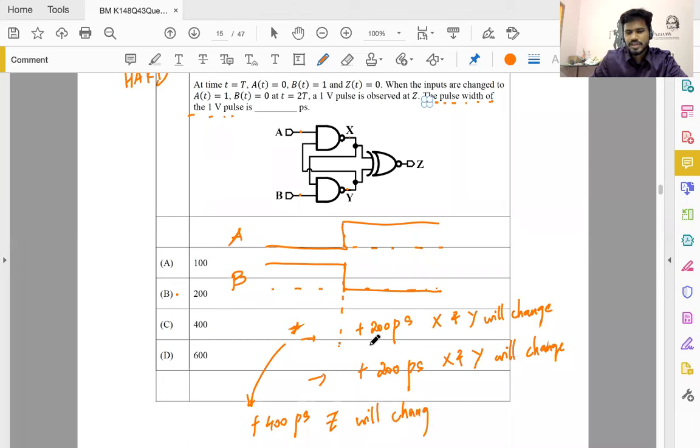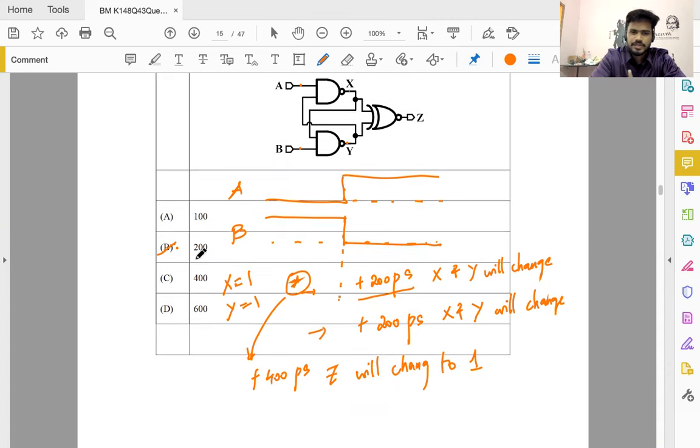This state will essentially remain for 200 picoseconds. There is an X is 1, Y is 1 state here at the start. That will make your Z change to 1 for a very short duration. That duration is essentially this 200 picoseconds, just that it happens with a delay of 400 picoseconds, but the duration will be the same 200 picoseconds, during which X and Y will both be 1 in this SR latch. So the answer 200 makes sense.